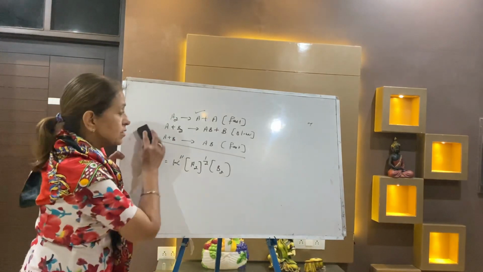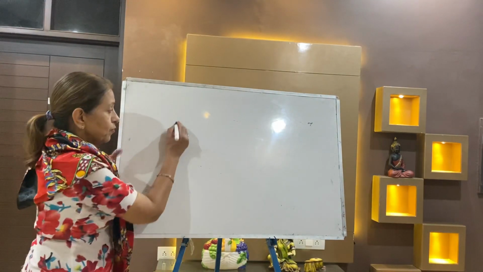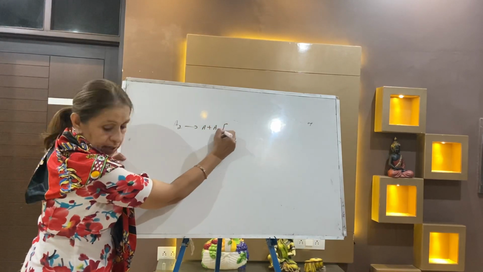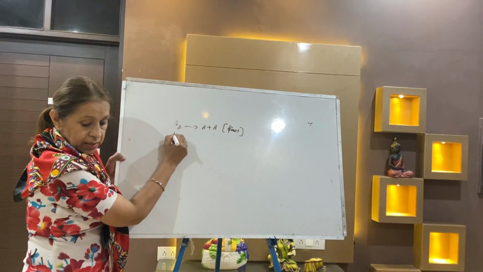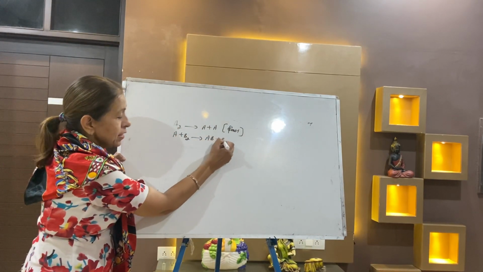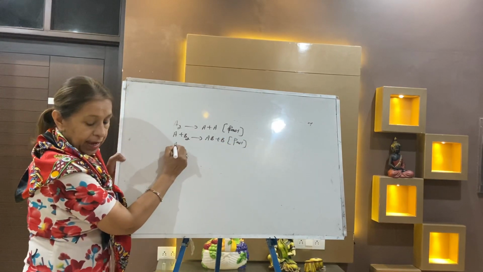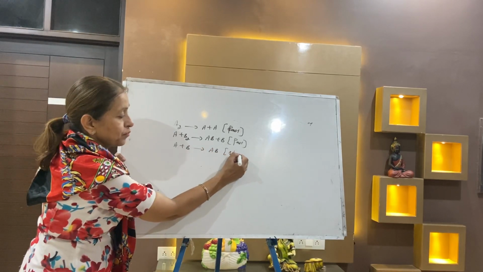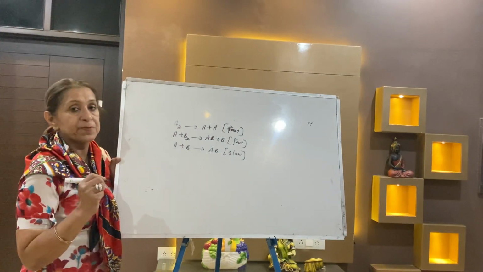Now I am taking the next one, again to attempt at home. Write down A2 arrow A plus A, it is your first step. Next is A plus B2 arrow AB plus B. It is again fast. Next is A plus B arrow AB. It is slow. Now the last question is, the first two steps are fast.